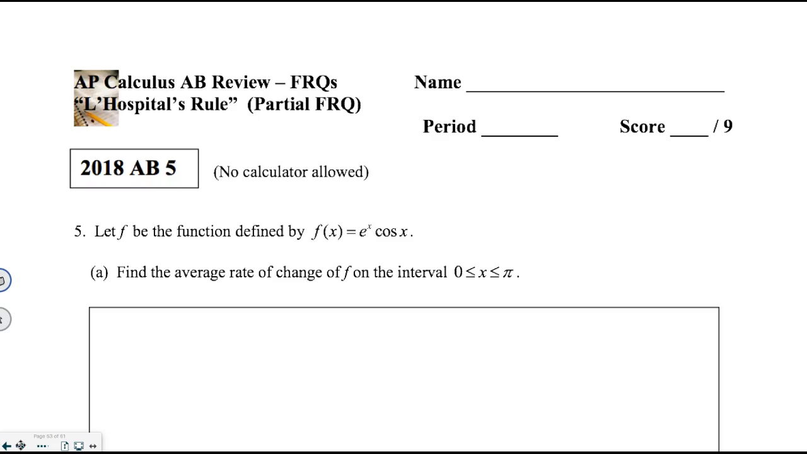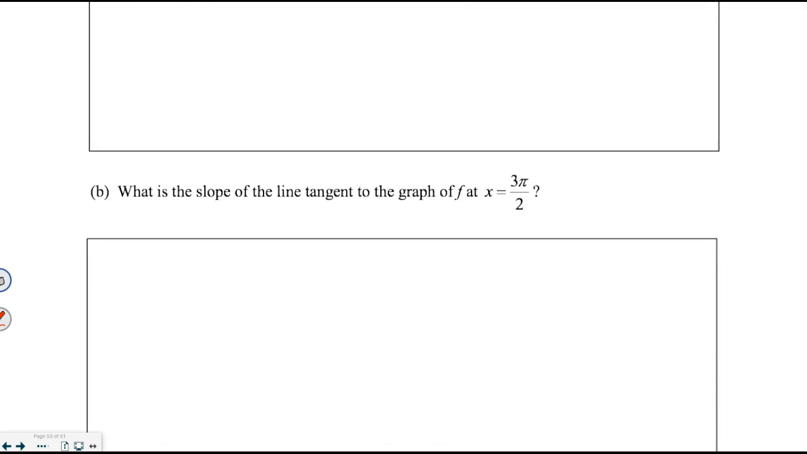And again, I always mix stuff in because it's a random review. How do we find an average rate of change? You know, an instantaneous rate is a derivative. It's the slope of a tangent line. The average is the slope of the secant line. Do you remember how we find the slope of the secant line? f(b) minus f(a) over b minus a. Okay, so that's just a memory thing, but a fairly easy question. This was 2018's number 5.